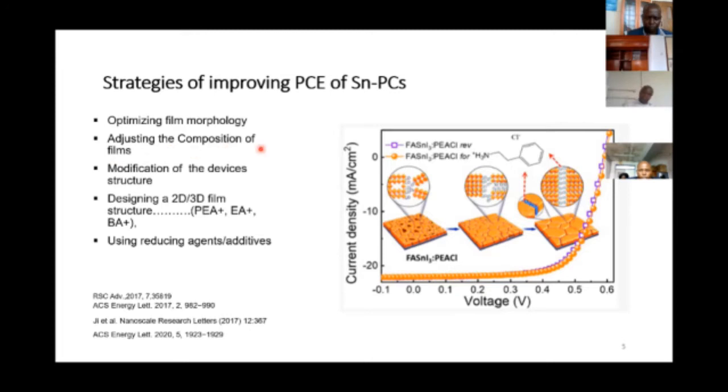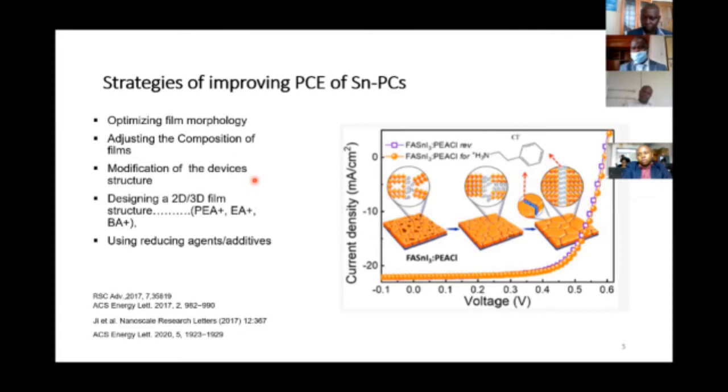Then the second thing we can do is adjusting the composition of the films. In adjusting the composition, we can mix the ammonium cations so that you can have MAFA mixed, or we can introduce even other things, but I don't want to talk about it here. Then we have the third one, which is modification of the device structure.